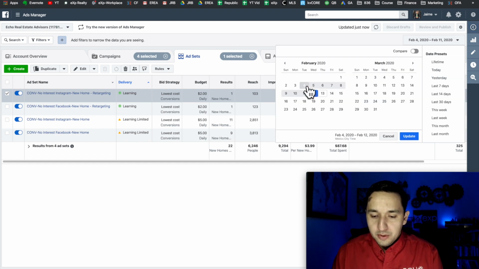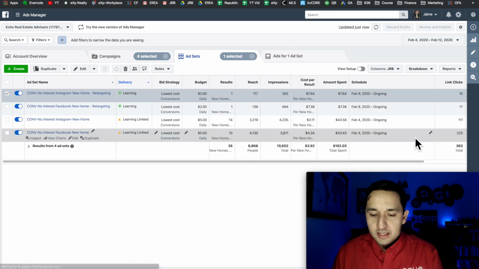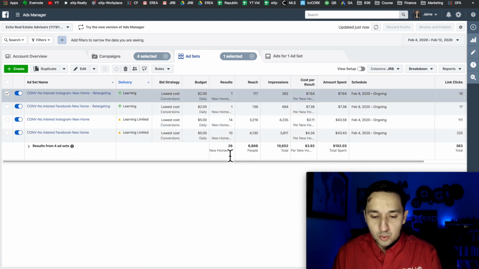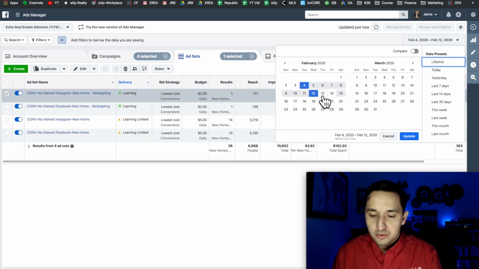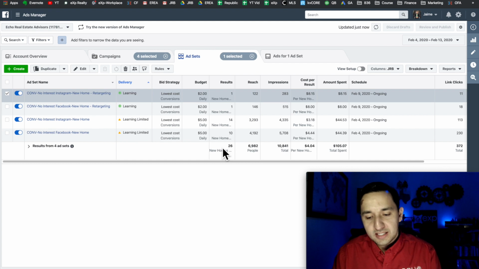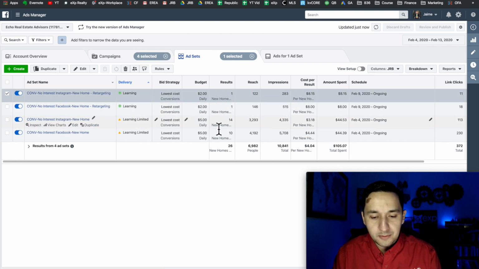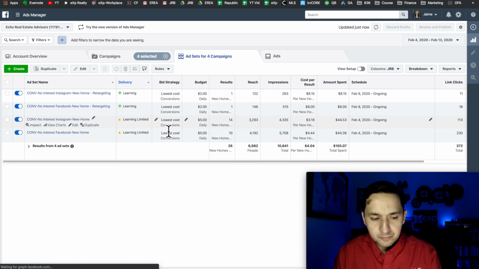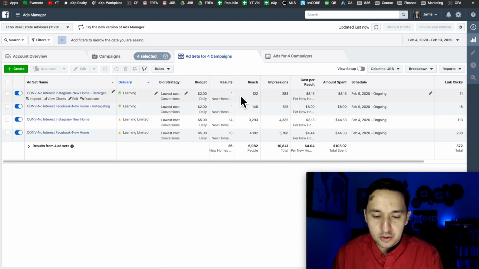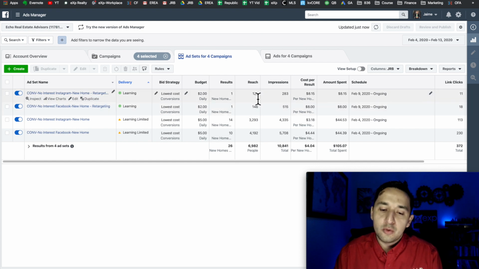All right, so we're gonna go with the 4th through the 12th. So we have 26 leads at $3.92. And then through today, we have 26 leads, so nothing really changed. So we have the average cost per lead was $4.04. So you see here the retargeting, I already kind of alluded to what was happening with the retargeting. So you see it be much higher here, but they're receiving our message again.